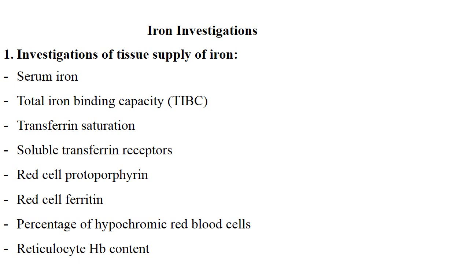There is also a test known as the percentage of hypochromic red cells, in which the percentage of RBCs that lack iron is measured, a calculation which needs an automated instrument. In this test, if this percentage increases, it means a lack of iron that reaches the RBCs. It is also possible to measure the reticulocyte hemoglobin content.